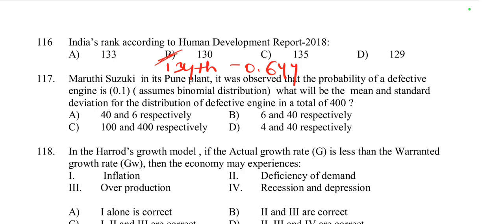On the global HDI, India's value is 0.644. Now, according to 2023-24 data, the position of HDI is 134th.